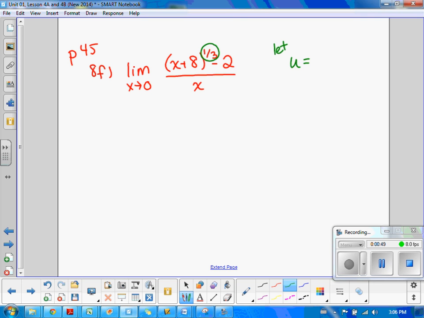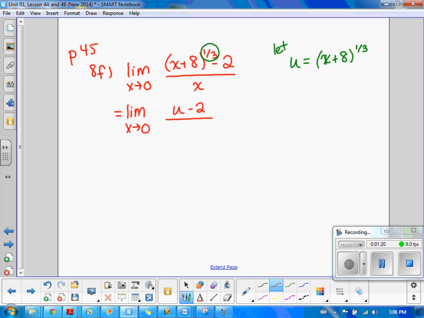So in this case, it's a little bit more complicated than the example we did in class, where you have x plus 8 to the power of 1/3. That whole thing is our term for u. So we will then come back over to our equation and replace x plus 8 to the power of 1/3 with u.